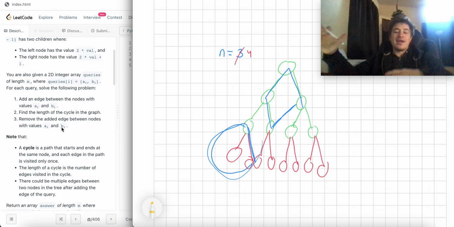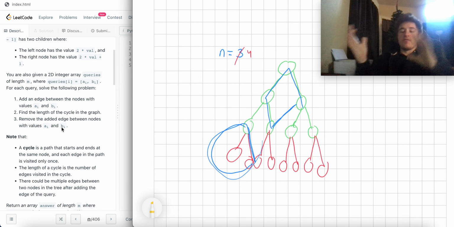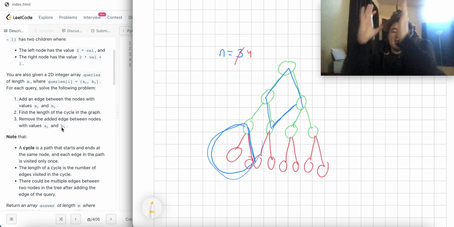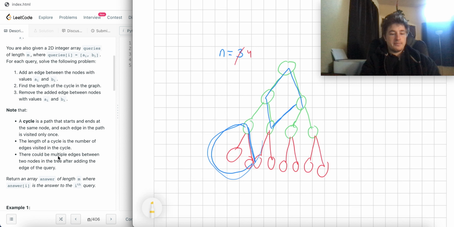So each query is queried upon the original tree, right? When we add an edge to see what happens, we don't keep that edge in. We remove it and then solve the same problem. So we keep solving independent queries on the initial tree that we create.